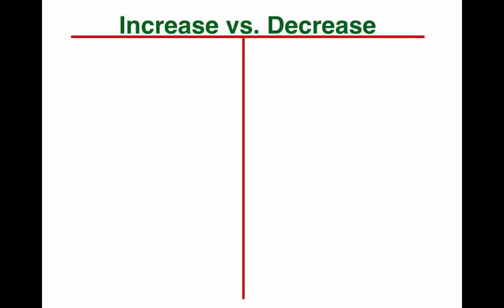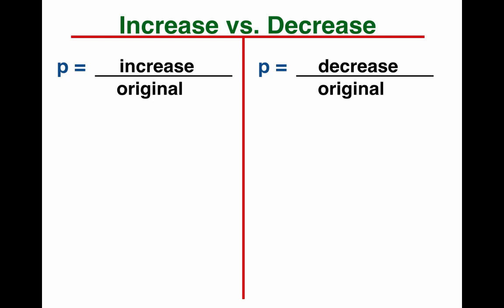Okay, so what's the difference between these? Well, first off, their equations are very similar. For increase, all we do is find the percent by saying P equals the increase divided by the original. Now remember what original means. It's what you started with. Whatever you started with is your original. The decrease equation is pretty much the same thing. It's percent equals decrease over original.